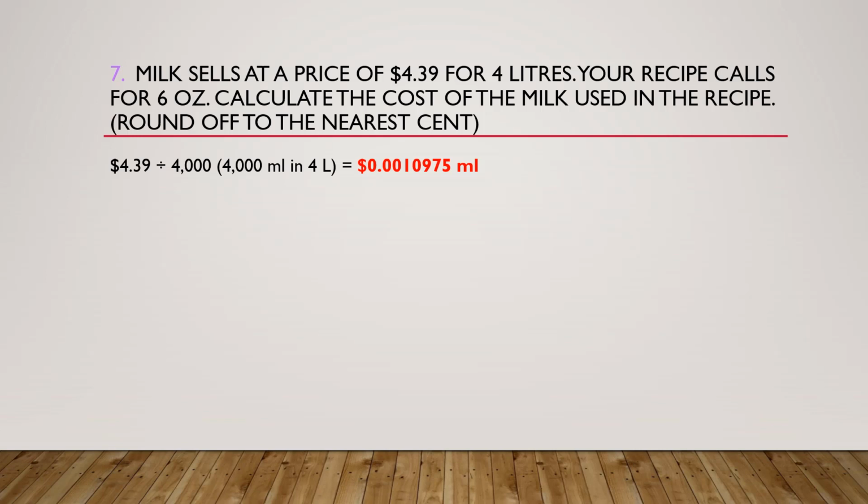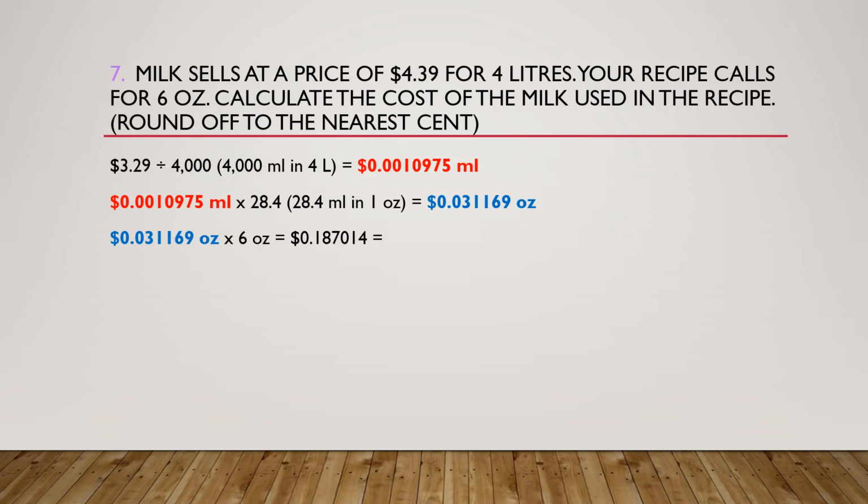Now that I know the cost for 1 milliliter, I need to remember my relationship between milliliters and ounces, and that of course is 28.4. So I multiply the cost of 1 milliliter by 28.4 milliliters, and that will result in giving me the cost for 1 ounce. Once I have the unit cost for 1 ounce, I multiply it by the 6 ounces my recipe is looking for, and I realize I get this unrounded number. And when I round it off to the nearest cent, I see that, oh my goodness, 6 ounces of milk is costing me 19 cents.